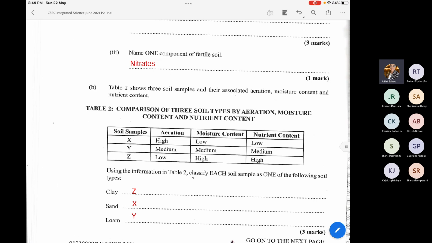Clay would be Z: low aeration, high moisture, because there are no air spaces, so more water is retained in the soil. All right, and then loam would be a combination. It has medium aeration, medium moisture, medium nutrients.